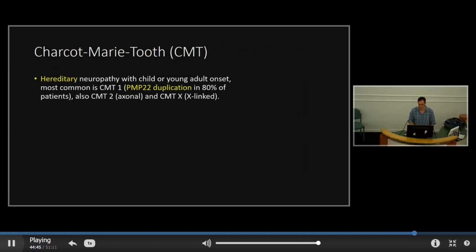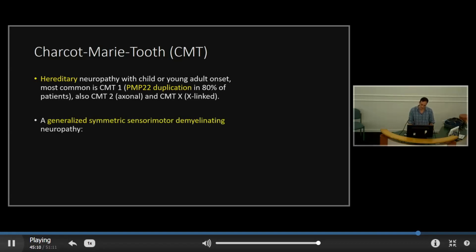So Charcot-Marie-Tooth. This is a hereditary neuropathy. Usually presents in children or young adults, sometimes later in life. And there's several different mutations. So CMT1 is the most common. You get this duplication of a PMP22 gene. That's the majority of those people. You can get CMT2, CMTX. There's other CMTs as well. But they're all pretty similar clinically.